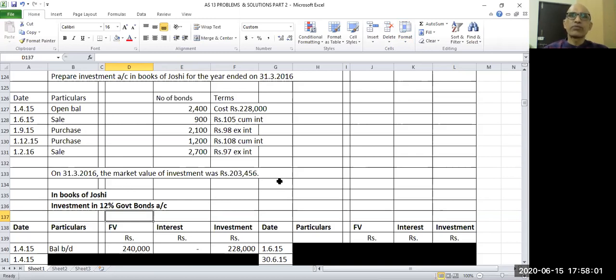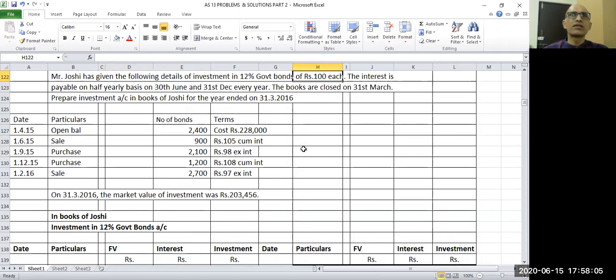If you see the information, you are given that the interest is payable twice in the year on 30th June and 31st December every year. Now we are talking of transaction on 1st of June 2015. That means the last date of payment of interest was 31st of December last year. So from that date till today, we have to calculate the interest.